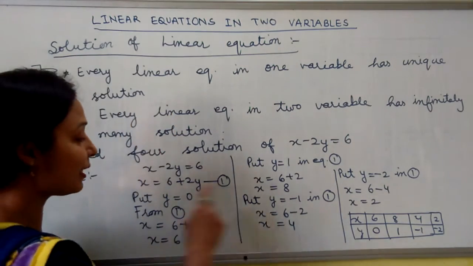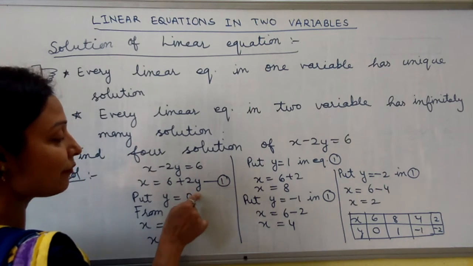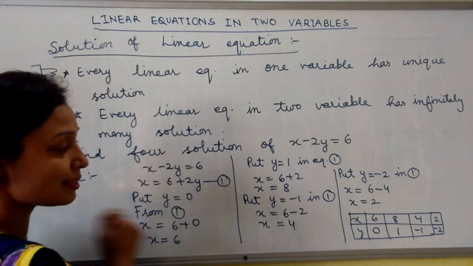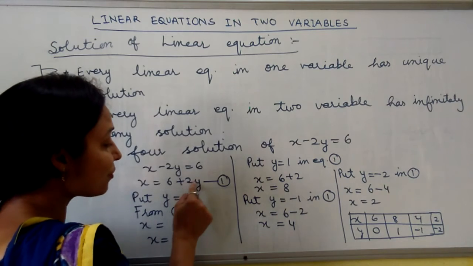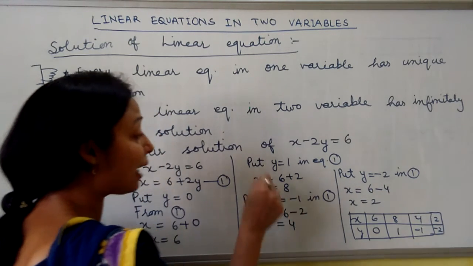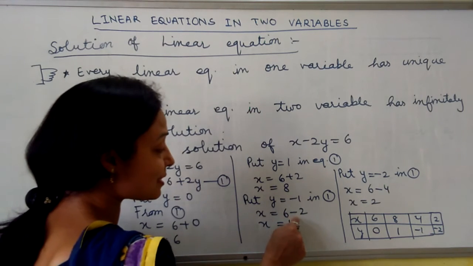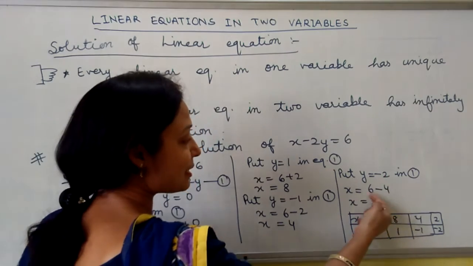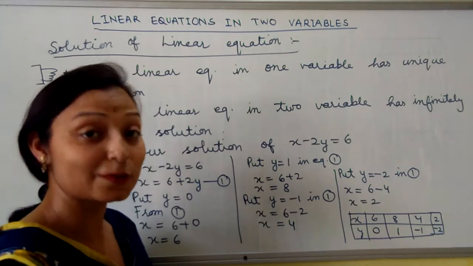Okay, I will repeat the question again. The value of one variable depends on the value of the other. When you substitute 0, 6 plus 0 is 6. When you put 1 in place of y, 2 ones are 2, 6 plus 2 is 8. When you substitute minus 1, that makes plus 2 into minus 2, 6 minus 2 is 4. Then for 2, 6 minus 4 is equal to 2. In this way we will write the solutions.